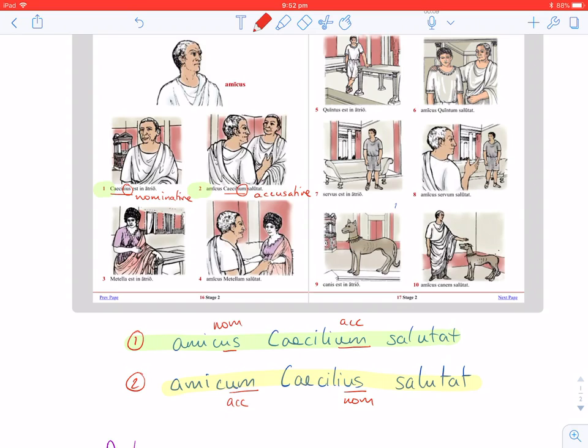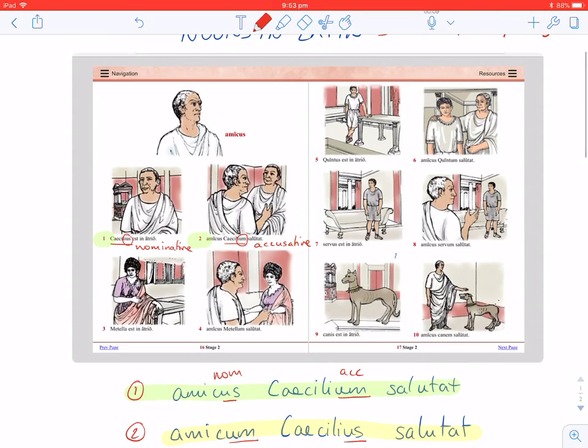So in English, how do we know who is doing the action of the greeting? Well, we use word order. The person who is doing the greeting comes first, and the person who is being greeted comes second. So the friend greets Caecilius: the friend is doing the greeting, Caecilius is being greeted, and he comes later. But in Latin, the word order doesn't really matter. What really matters is the ending of the word. And this is what we mean by the nominative and the accusative.